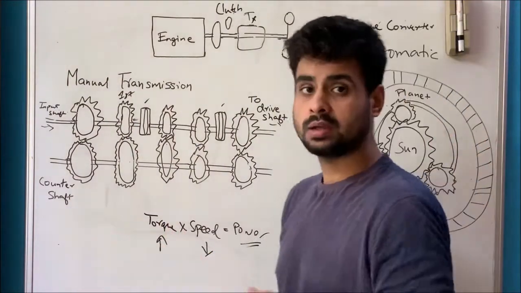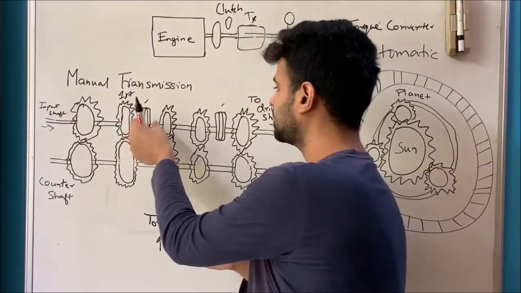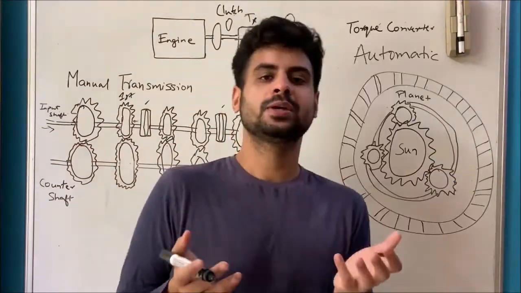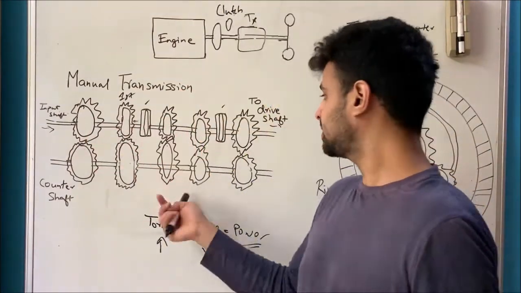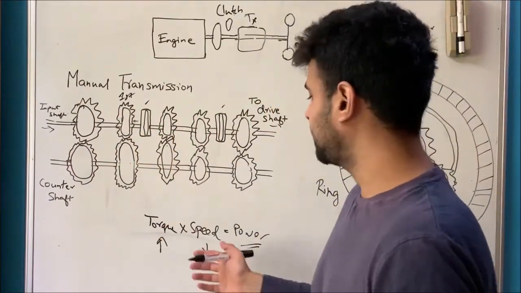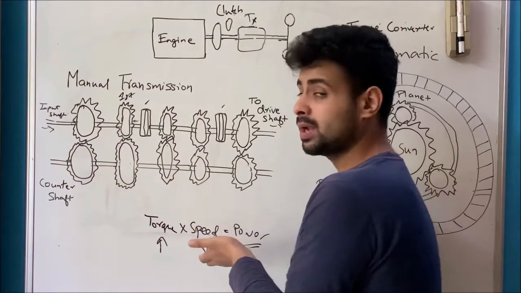So you're in first gear. You want second gear, this guy comes and sits here: input, counter, second gear, out. And because these gears are all of different sizes, this is how we can get gear ratios and manage to alter this formula here.